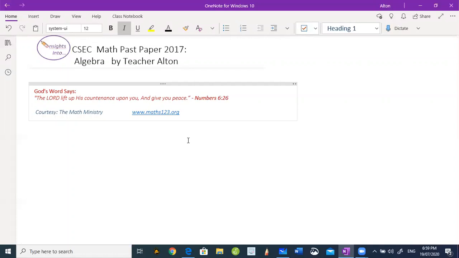We are not going to be flustered. We're not going to be worried. We're not going to be stressed out by exams, especially mathematics, which we know a lot of us find is a difficult subject. So we are moving in faith. The peace of God is upon you. Peace is your portion. So let's go straight into these algebra questions for today.